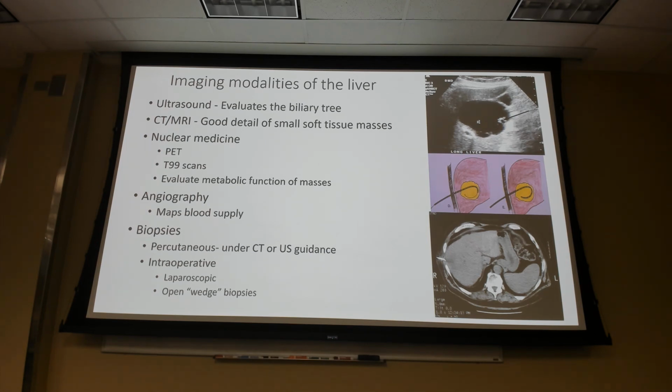Most of them are just routine, like just observation. We don't do anything for them. We'll cover all those, but we do have our nuclear medicine scans. Typically those are more of our cancer scans.